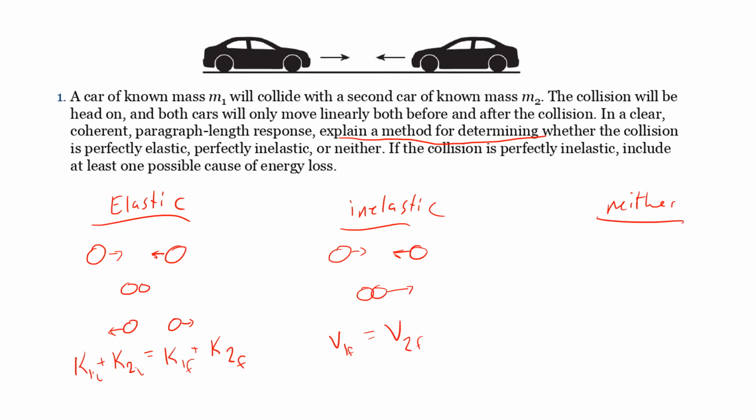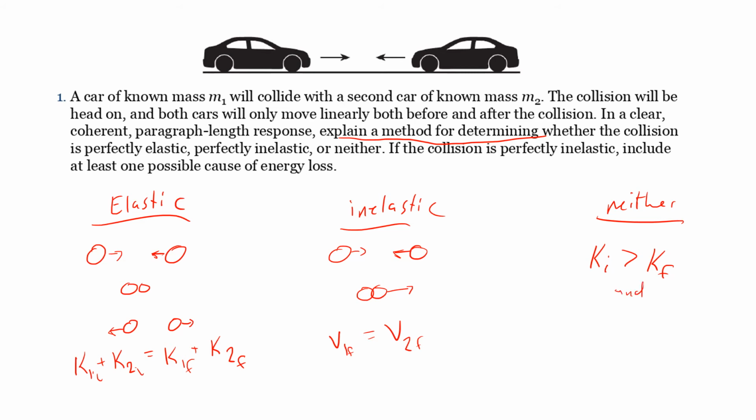If it were neither, remember, because this is perfectly inelastic, so if it were neither, it's going to do something in between these two situations. All right. So what would happen is that the kinetic energy initial is going to be greater than the kinetic energy final. So that tells us it's not perfectly elastic.